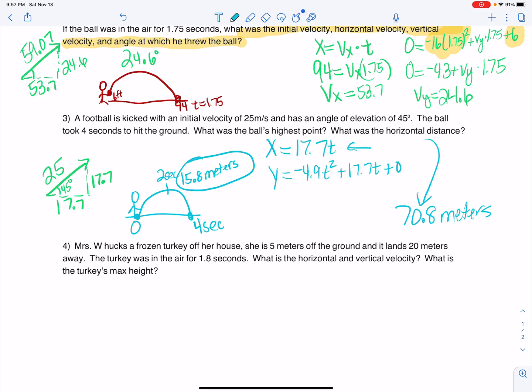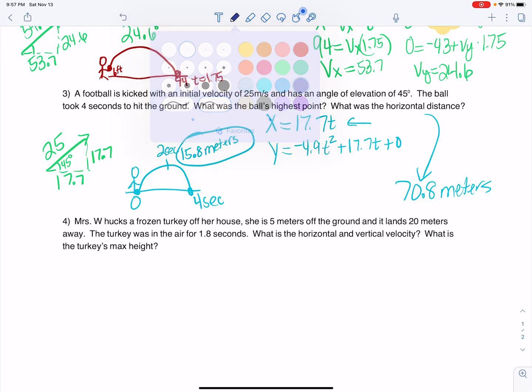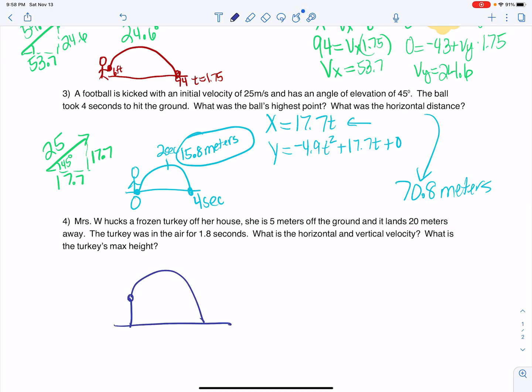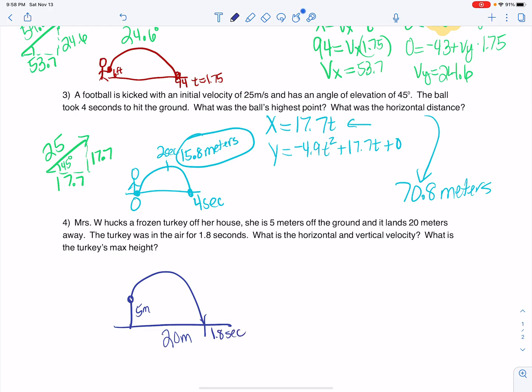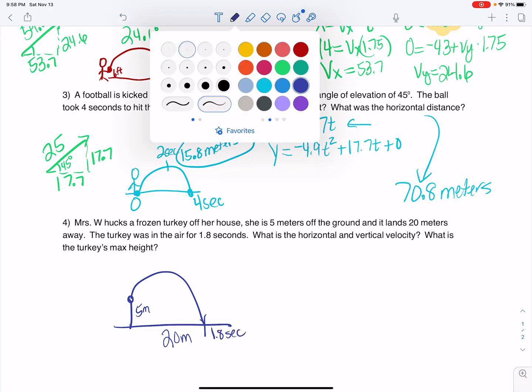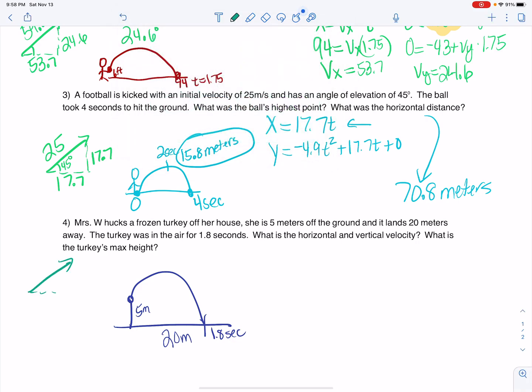Okay, and then hopefully if you didn't do this last one, maybe pause it and try it on your own now. Miss Dub hucks a frozen turkey off her house. She is 5 meters off the ground when she hucks the turkey. So this is 5 meters, and it lands 20 meters away, and it's in the air for 1.8 seconds. What is the horizontal and vertical velocity? You start doing these problems, and they start looking the same. They're either going to give you stuff like the one above about the football, or they're going to give you information on the velocity triangle, but you should be able to figure it out.